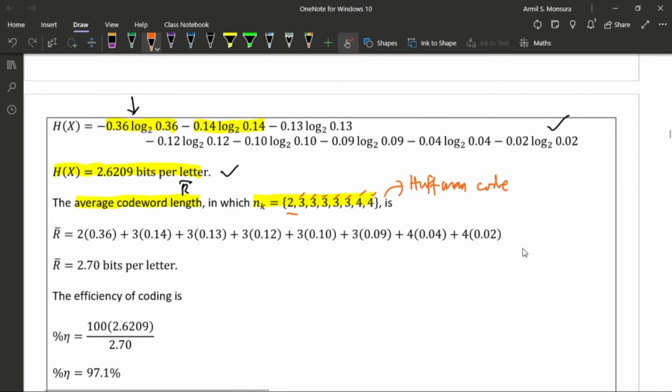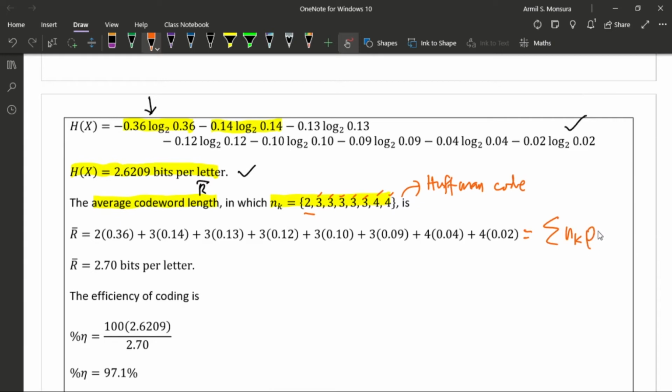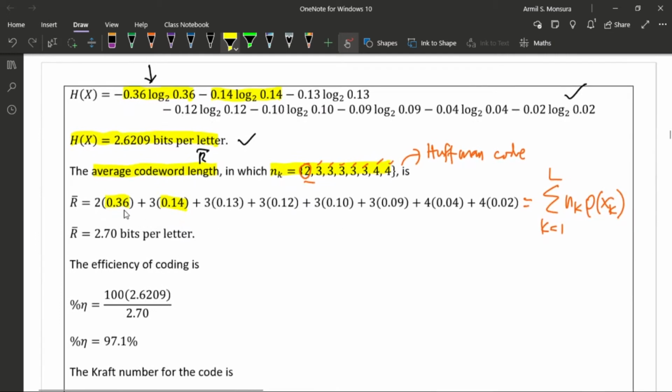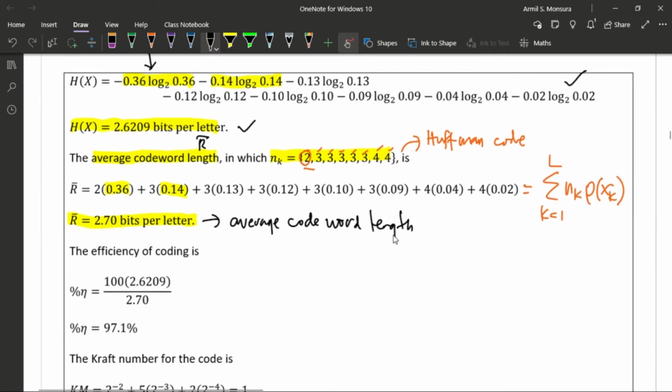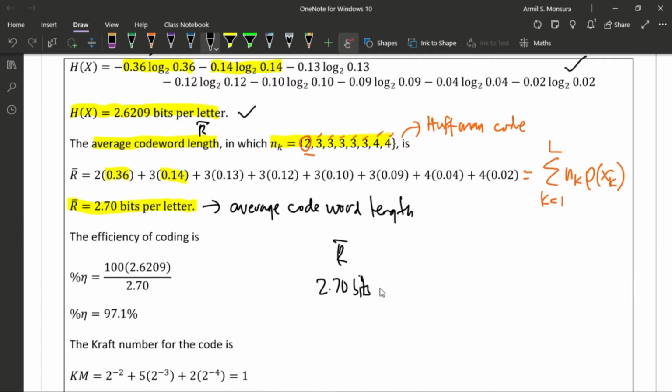So now, we compute the average code word length as the sum of n_k times the probability for each letter, from k equals 1 up to L. So we multiply 2 with 0.36 as the probability for x1. Then 3, from here, times 0.14 as the probability for x2, and so on. If you check this expression and calculate it, verify that it would return 2.70 bits per letter. So this is now your average code word length.